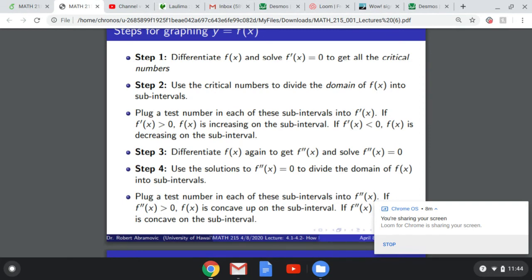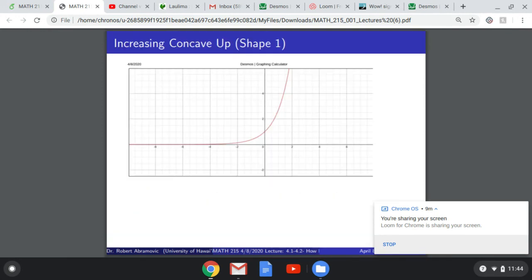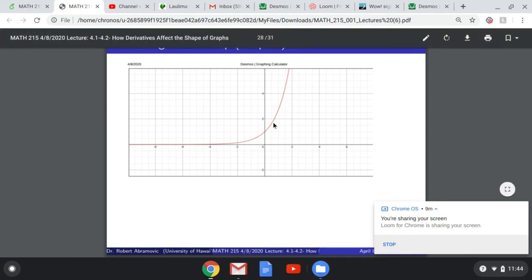Now, you might have noticed there are some possibilities here. There are intervals where f is increasing, f is decreasing, f is concave up, concave down. Those 4 different possibilities correspond to 4 different shapes of the graph. These are basic shapes that you can use to sketch a curve of a graph. One is increasing concave up. You'll notice this is the exponential function. It's always concave up and increasing, but this could be the shape of part of your graph.